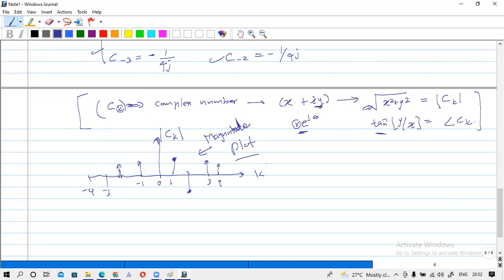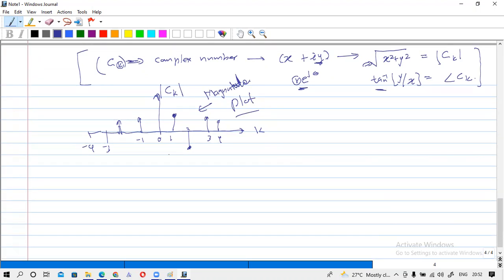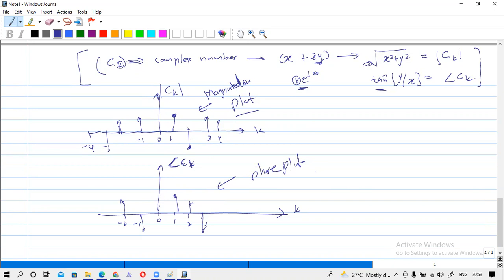In the same manner, if you plot the phase of these coefficients, the phase of ck with respect to k, where k is 0, -1, -2, 1, 2, 3, and so on up to infinity, there may be different phases, plus and minus. That will be your phase plot.